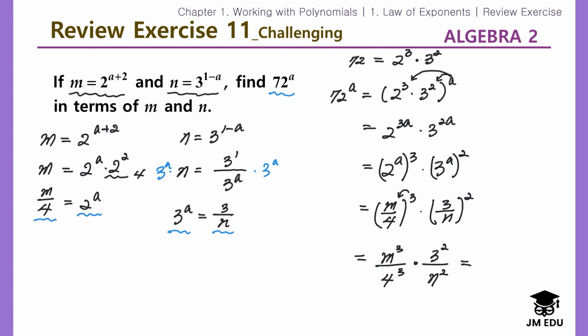So that is equal to, well, 3 squared, that's 9. So 9m cubed in the numerator. 4 cubed, 4 times 4 times 4. That's 16 times 4. So that's 64. So 64 n squared.